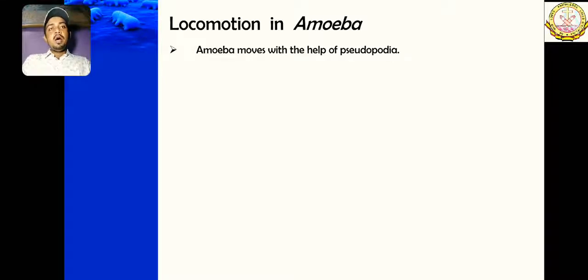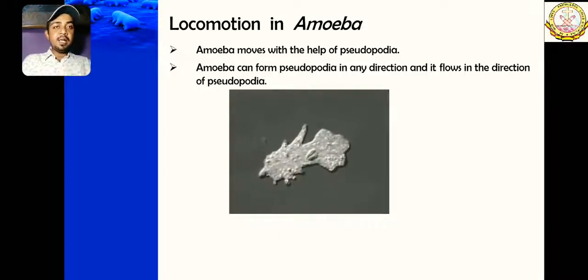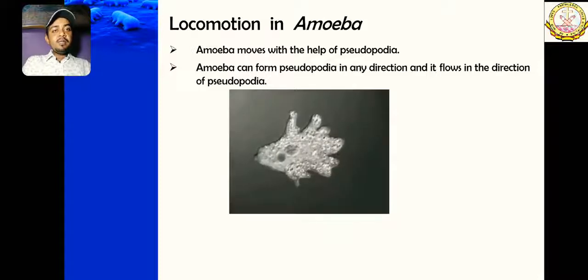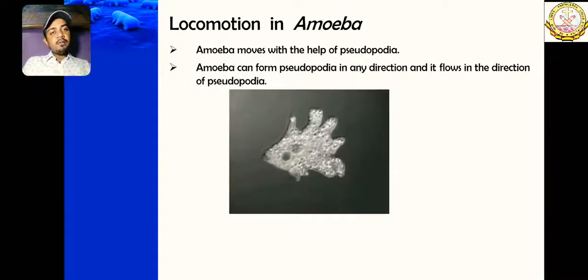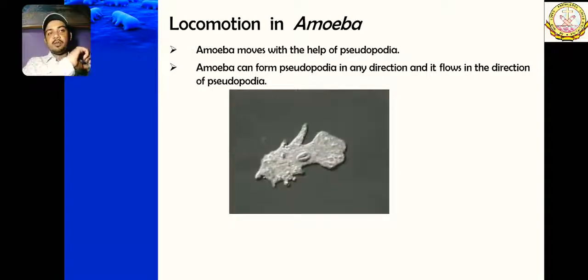Now we will study in detail about locomotion in amoeba. Amoeba moves with the help of pseudopodia. An amoeba can form pseudopodia in any direction and it flows in the direction of the pseudopodia. What does this statement say? It will be very clear after seeing this image. As you can see, this organism is forming pseudopodia on the right hand side, and it is flowing in that direction.